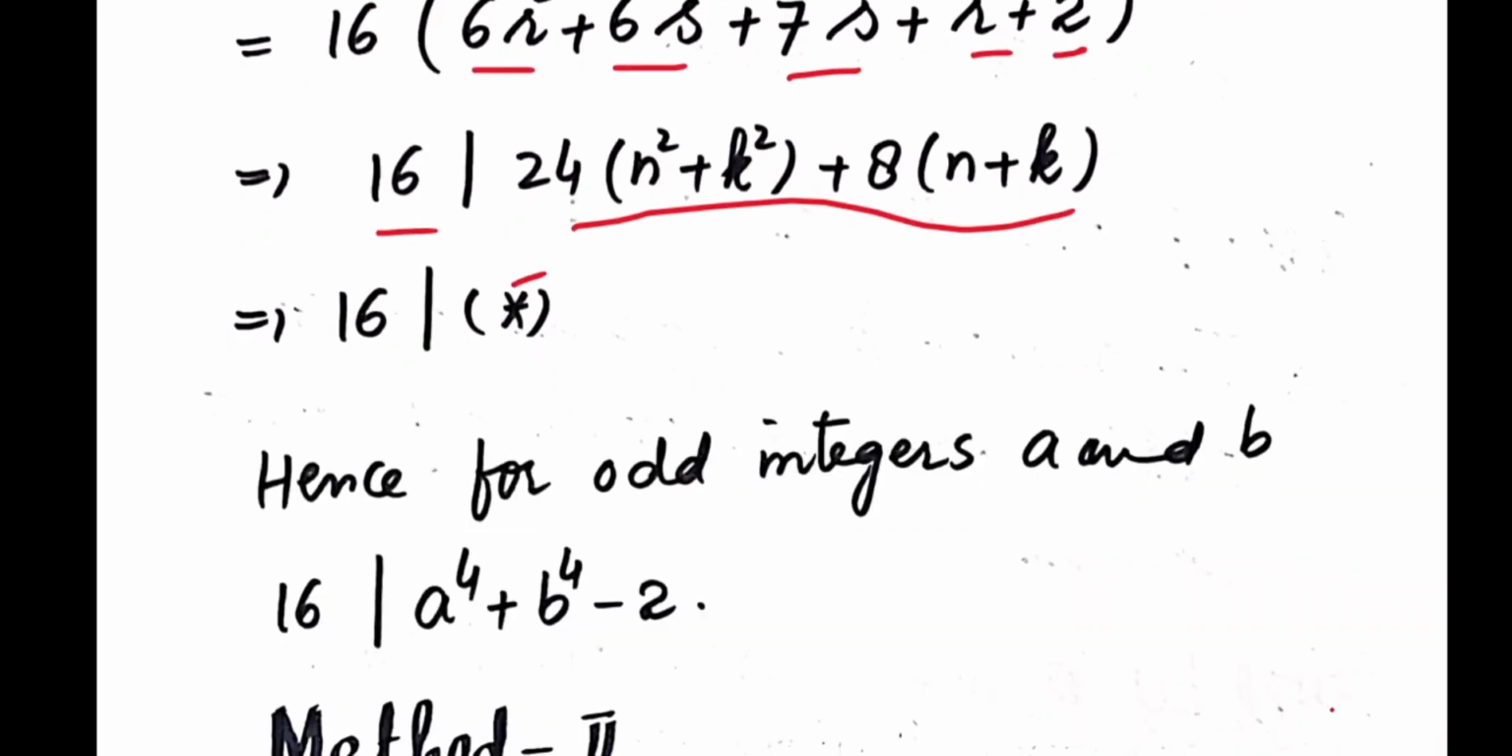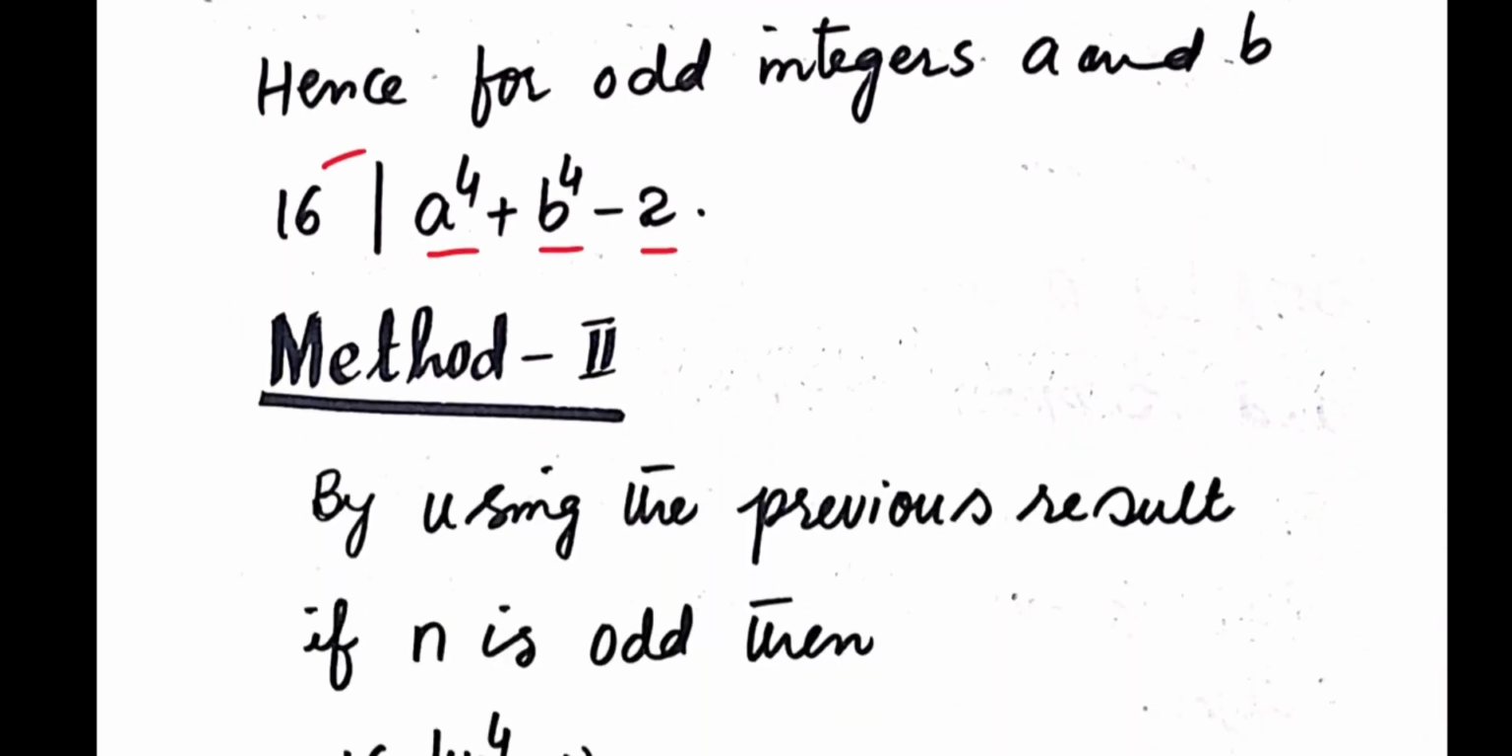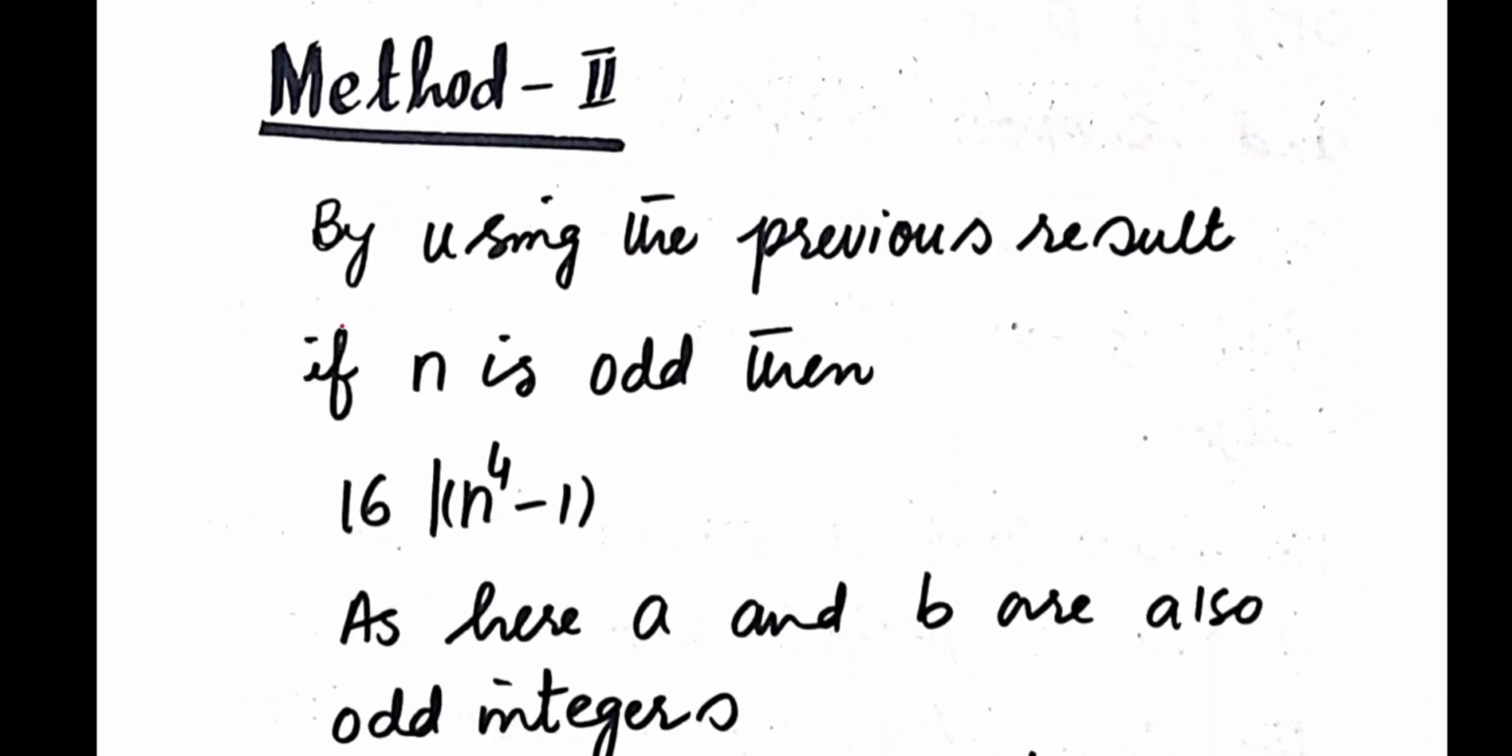So this is the first method, in which we have shown that 16 divides a⁴ + b⁴ − 2. Now I am sharing the second method. This is a very easy method, but in this method we are using a previous result. By using the previous result, if n is an odd integer, then 16 always divides n⁴ − 1. This result we have discussed in mathematical induction. 16 always divides n⁴ − 1.